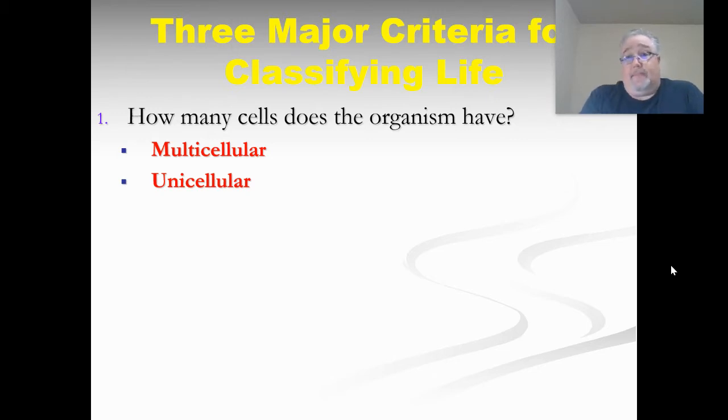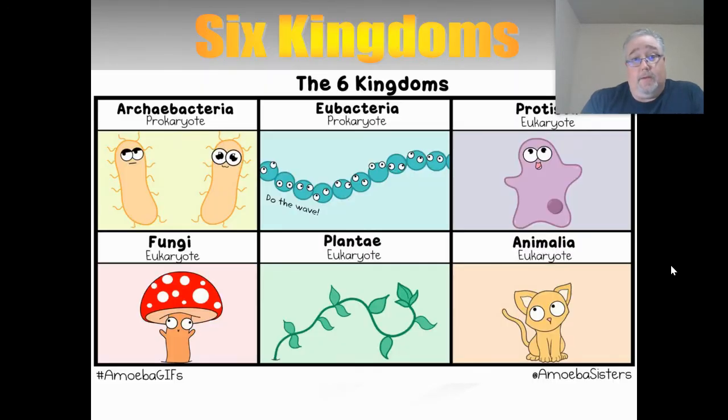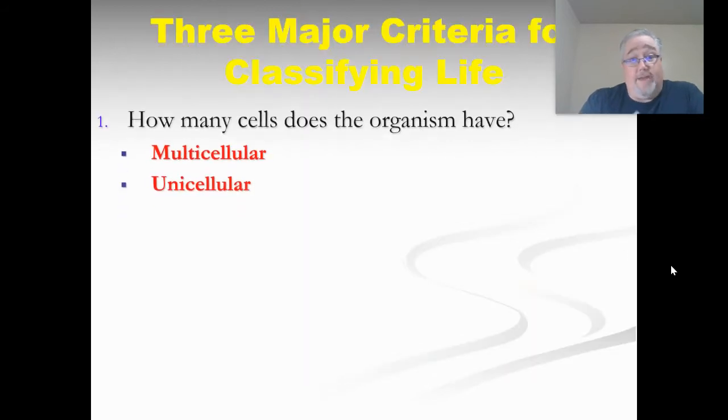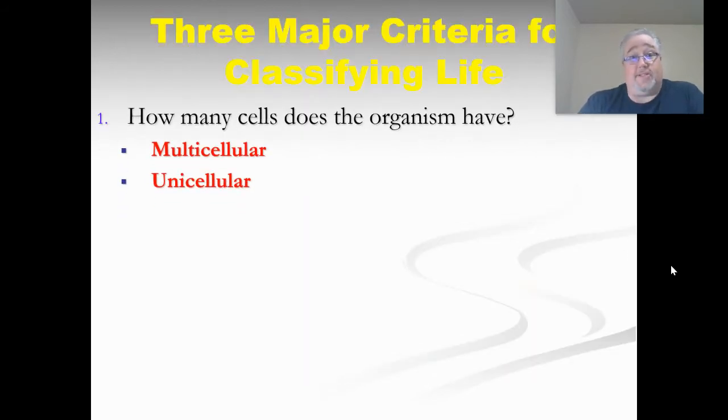Number one, is it a unicellular or multicellular organism? It's one or the other, right? Because I'm going to go back to this real quick. Some of these kingdoms are strictly unicellular. Some of them are multicellular, some of them are both. So we have to know the answer to this question. Is it unicellular or is it multicellular?